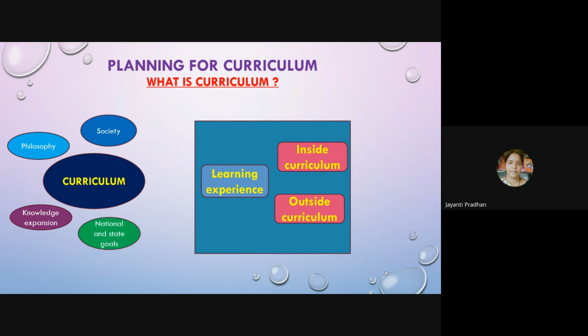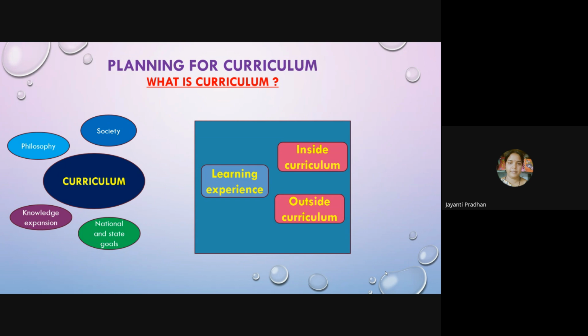And the most important thing, that is national and state goals. You all must listen about the new education policy, well known as NEP 2020. Here we can say the NEP 2020 focuses on the Indian system of education. Then what is that? Indian system of education. Now, the recent policy focuses on the Indian system of education.